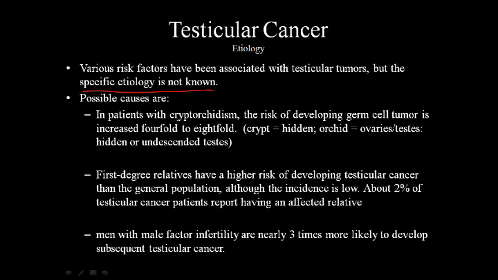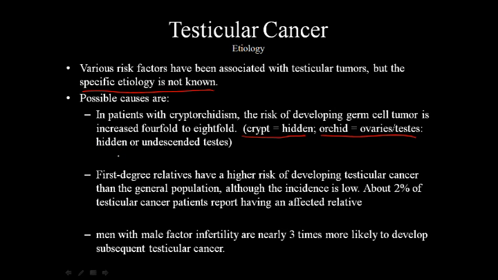Possible causes: in patients with cryptorchidism, the risk of developing germ cell tumor is increased fourfold to eightfold. Crypt means hidden. Orchid is the ovaries or testes. In this case, it is going to be the testes, and it's going to result in undescended or hidden testes, which means that maybe they didn't develop as well.